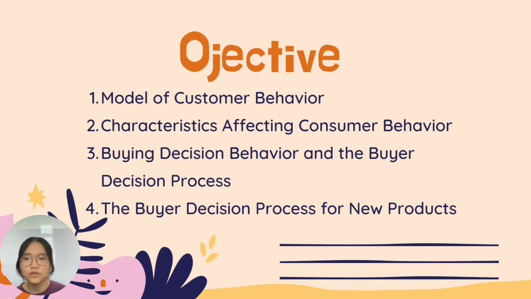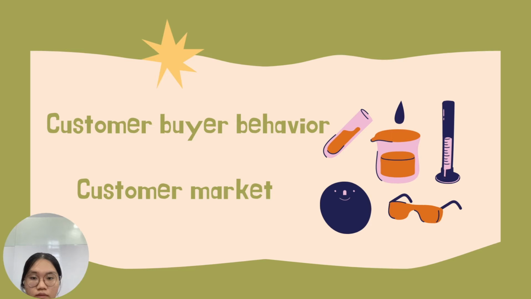There are four main objectives in each chapter. Firstly, we will introduce the model of customer behavior. Secondly, characteristics affecting customer behavior. Then, buying decision behavior and buyer decision process. And finally, we will learn more about the buyer decision process for new products.